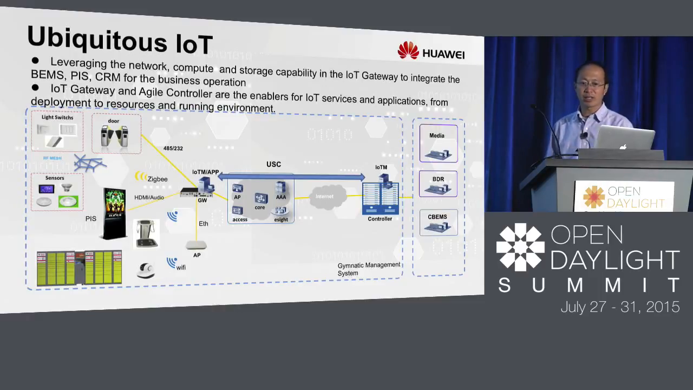In this case, it's more like a gymnastics management system. They do require a BMS to control the building structures, and they also have a CRM to control the billing services for customers, for sales. And also pushing certain information back to the display board. In this solution, the IoT gateway and the controllers are basically enablers for the IoT services and applications, from deploying the basic services in the right solutions to resource planning and the running environment in the gateways and other systems as well.